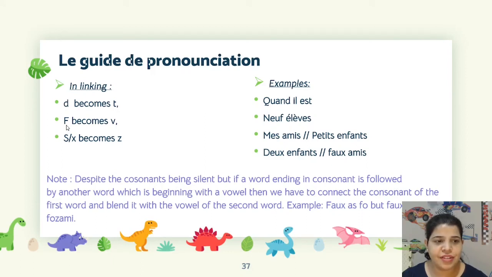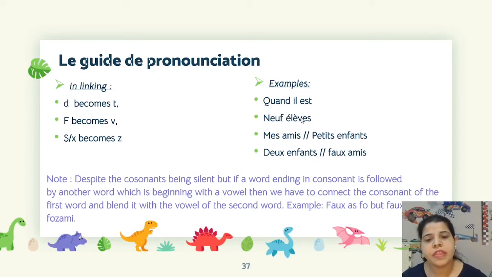When the first word ends with the letter F and the next word begins with a vowel, the sound for the letter F becomes V. Look at the example here. F becomes V, like here D becomes T. Neuf, nouvelle. This becomes V.